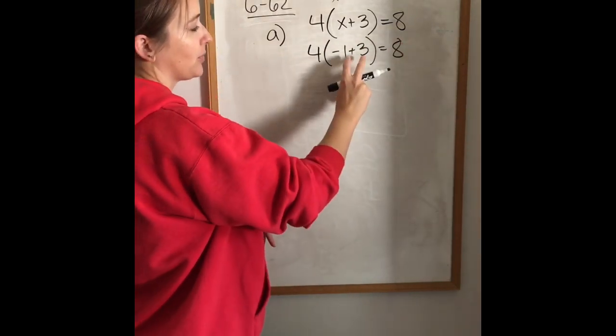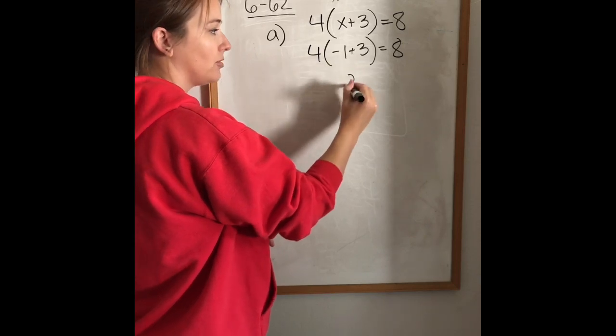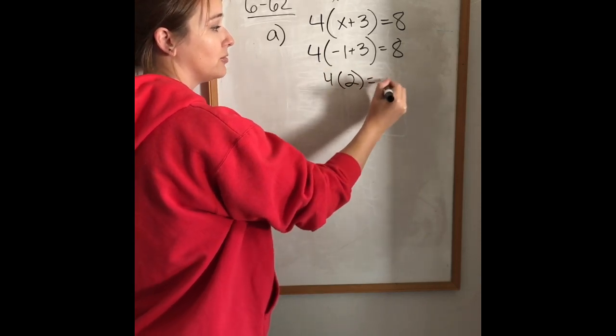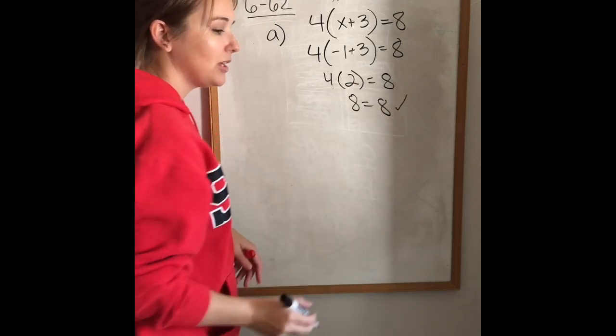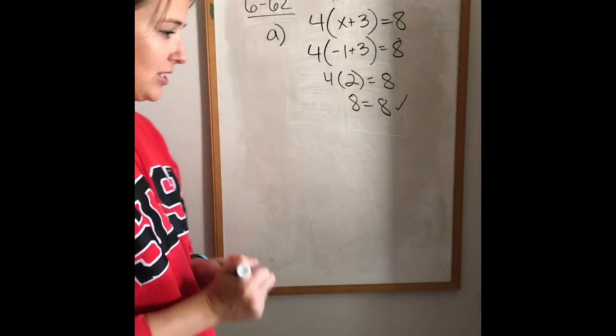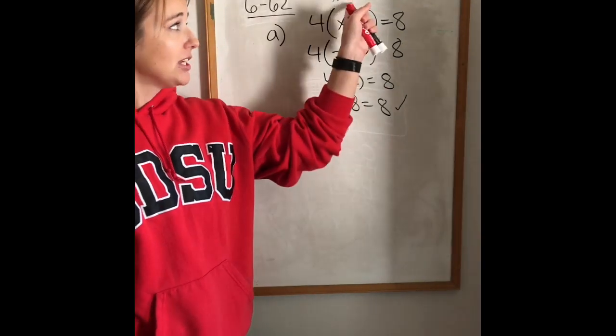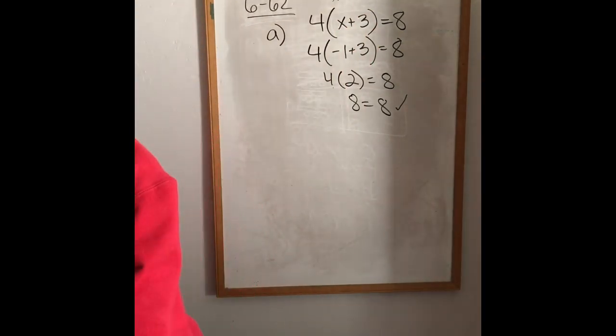Okay, let's do what's in the parentheses. Negative 1 plus 3 is 2. So 4 times 2 is 8. 8 equals 8. So we have double checked and we have confirmed that negative 1 is the solution for this equation.